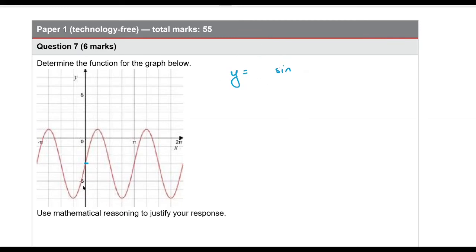And let's look at the amplitude. So it's going from 1 down to -7. So the amplitude is going to be 1 minus -7 divided by 2, which is 8 over 2, which is 4.